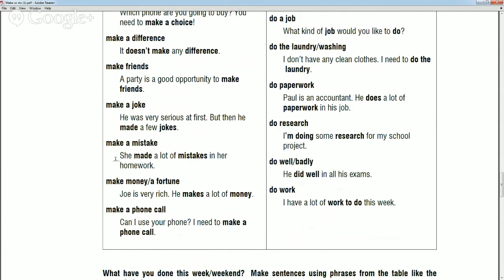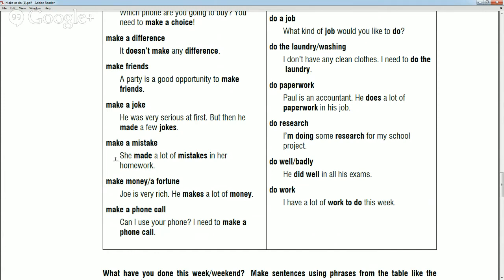So, okay. Perla, make a mistake. She made a lot of mistakes in her homework. I don't know a teacher alive who does not want their students to make mistakes, because if students make mistakes in their homework, that means that the teachers know what to teach them.